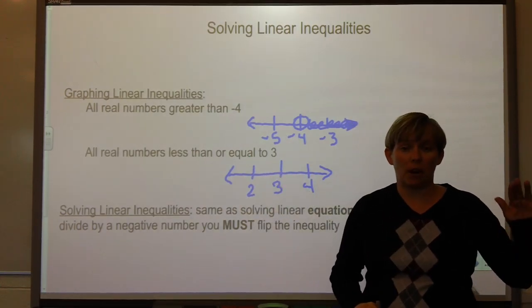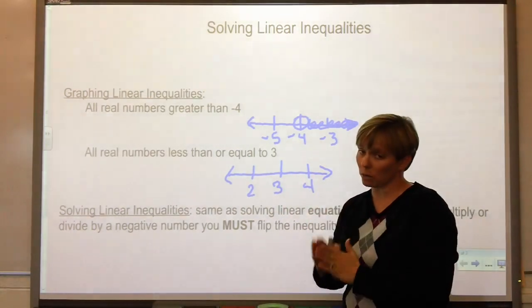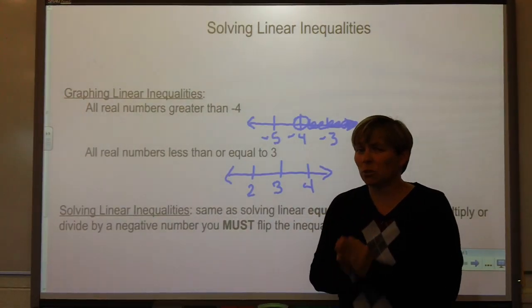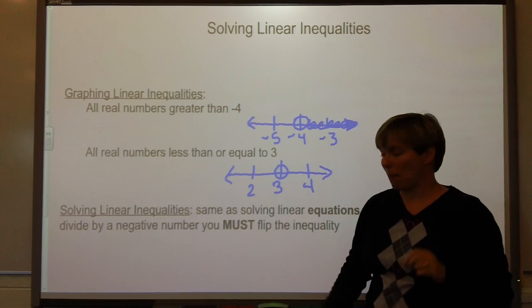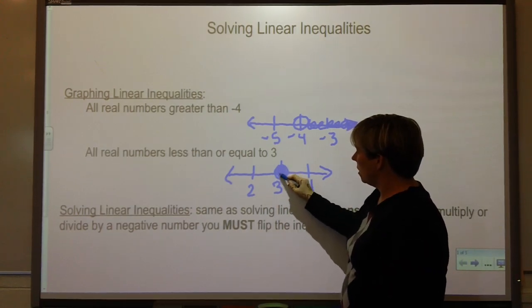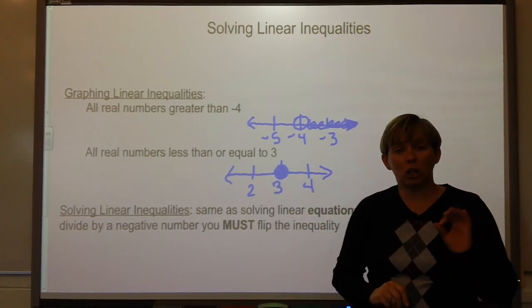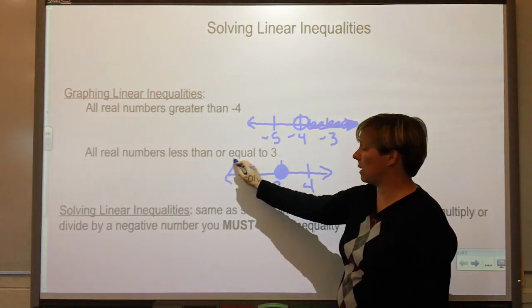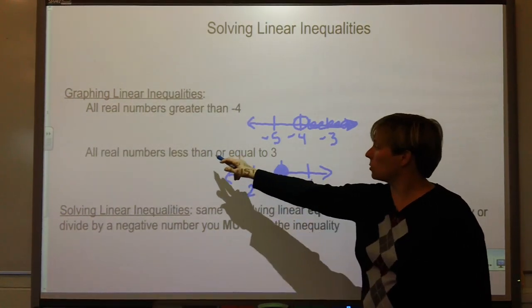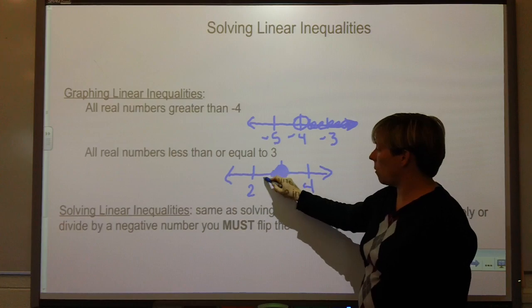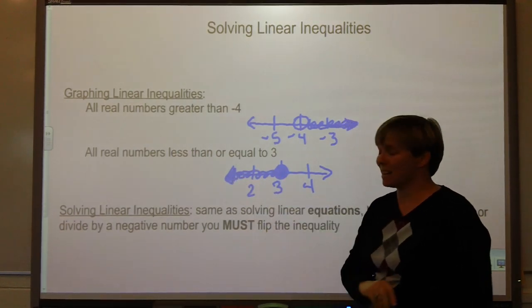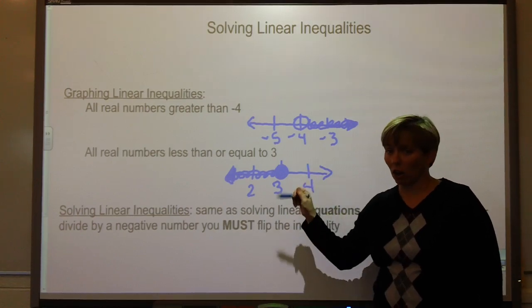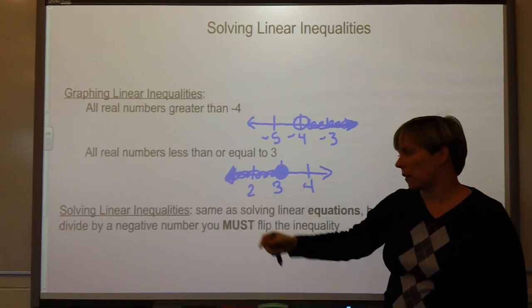So this time I want all of the numbers that are as close to 3 as I can get and including 3. So I'm going to start with that same open circle, but this time I'm going to close it in because I want to include 3. That's my equal to. And then I want all of the numbers less than 3, so I want everything on this side of my number line. So I'm going to shade that side of the number line, and I'm going to shade my arrow because it keeps going forever in that direction.